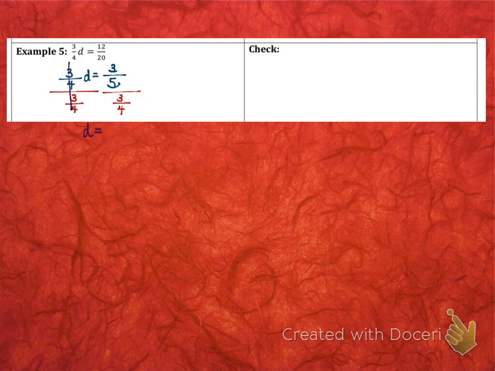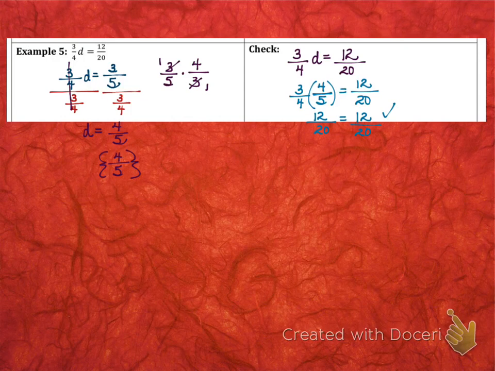3/5 divided by 3/4 is really like 3/5, keep, change, flip. The 3's cancel. So you get 4/5 here. And put that in set braces. Try the check. You'll notice I went back to equaling 12/20 instead of the simplified 3/5. And then I plugged in my 4/5 and multiplied across to get 12/20 equals 12/20.